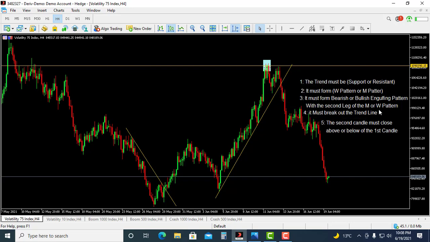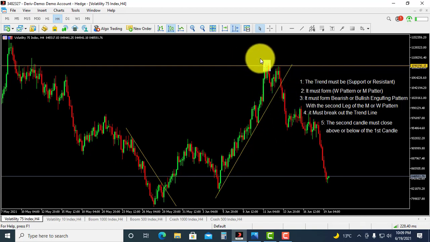Okay, we have the fourth rule, and then the fifth rule: the second candle must close above or below the trend line. Sorry, I made a mistake there. It must close under the trend line. Yes, the second one opens here and it closes there. Immediately when it closes, we take the trade. It doesn't matter if it retests or not, we take the trade.